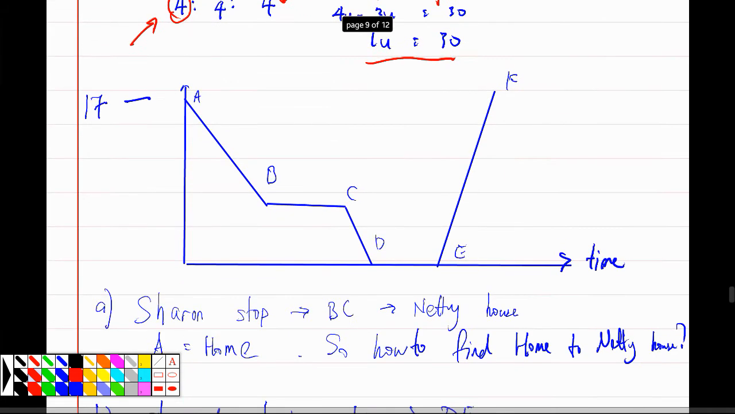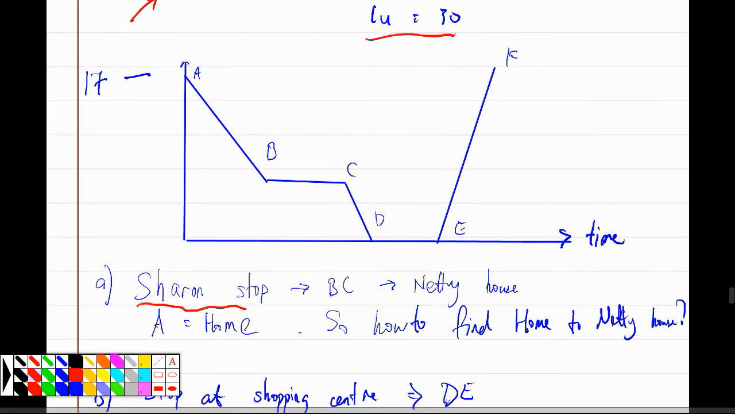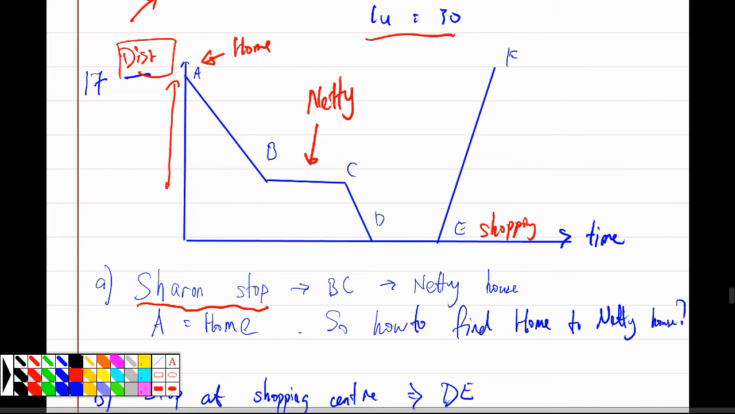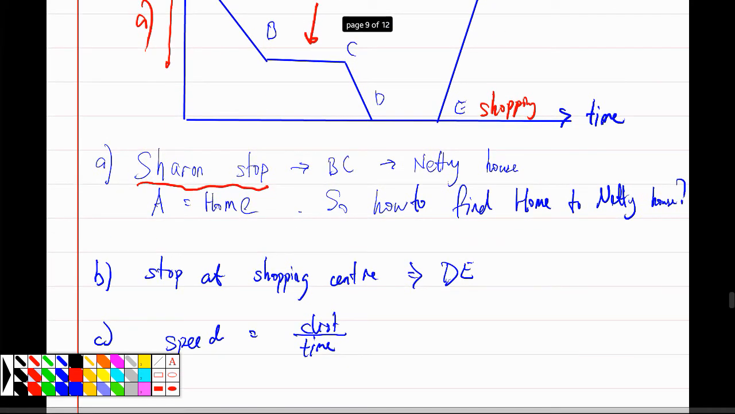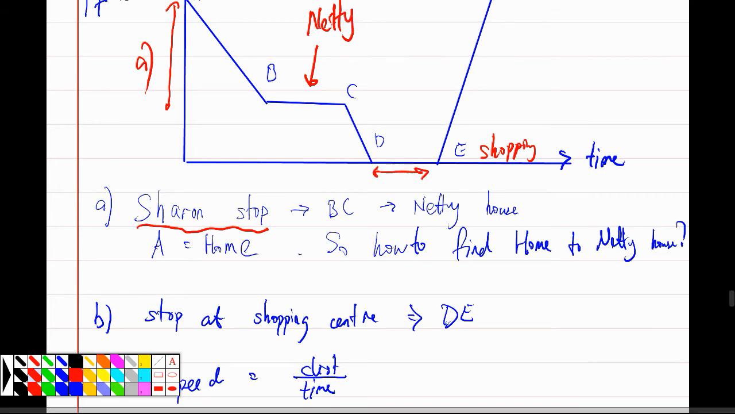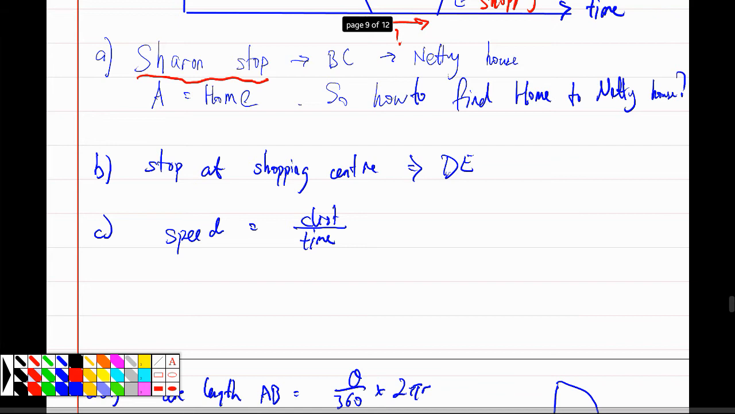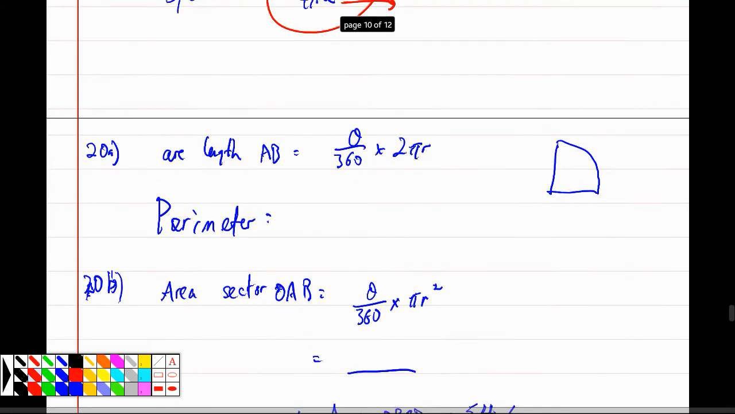Okay, next, question 17. What you need to understand is Sharon's stop. Stop means over here is Nettie house, right? And I want to find the distance. A is the home actually, and of course this is the shopping mall, right? So then must look at the vertical axis. This is distance, so I'm interested in this distance, and that's the answer for A. Stop at shopping center means I want to know what is the time here. Speed, I'm looking at distance over time, so what is the distance, what is the time? Find out. Question 20a.